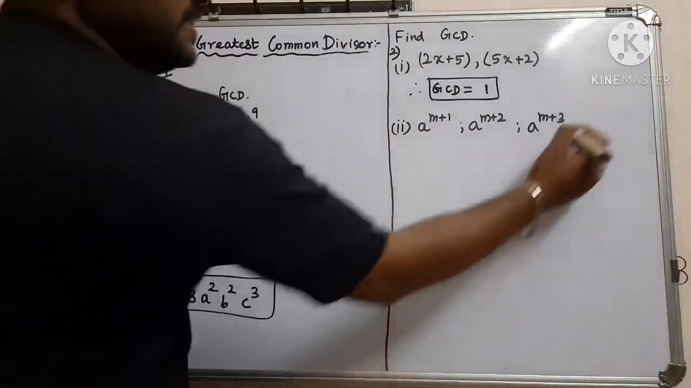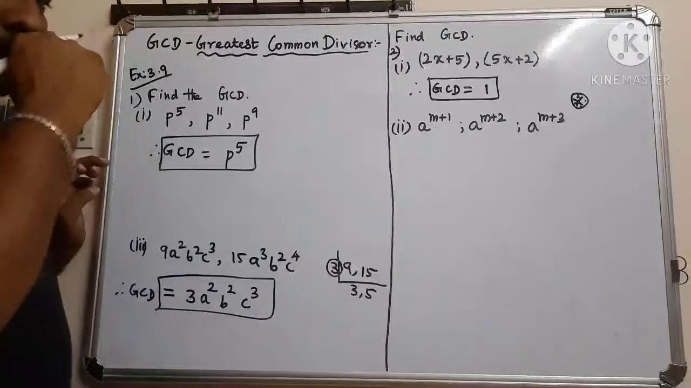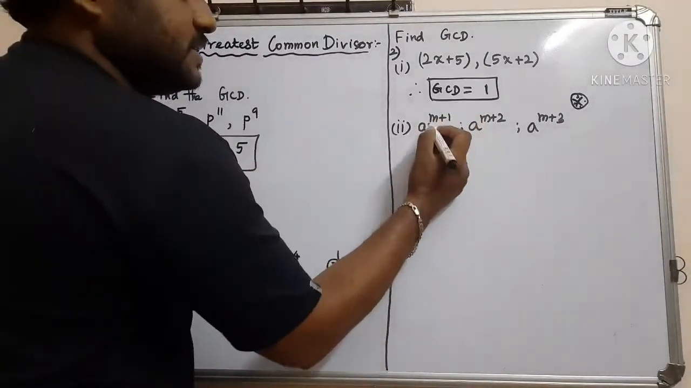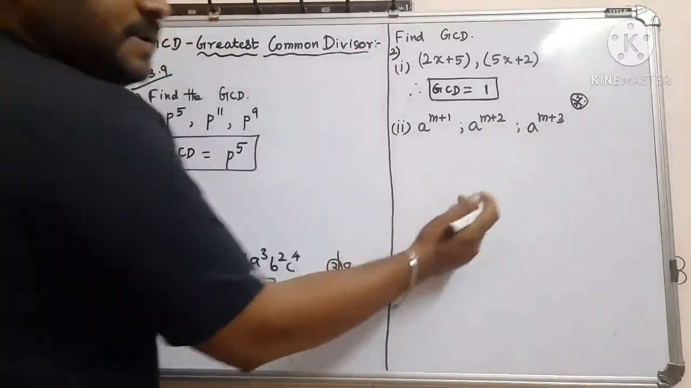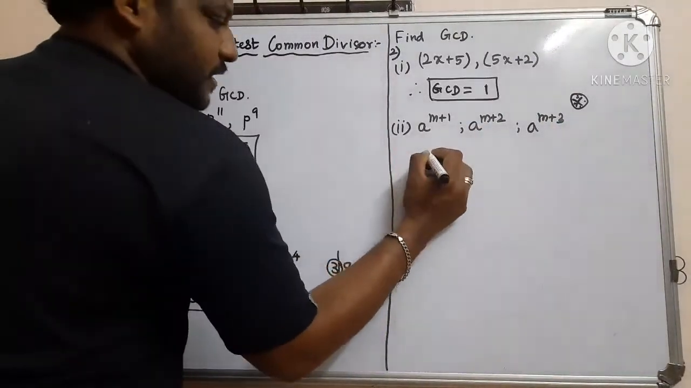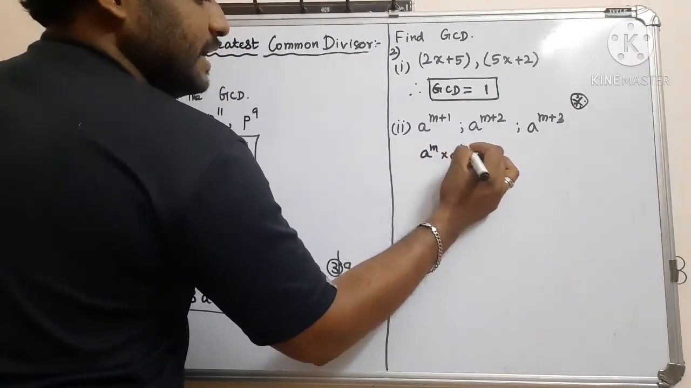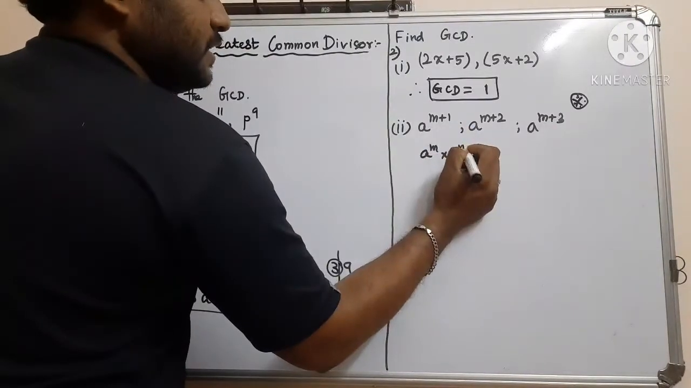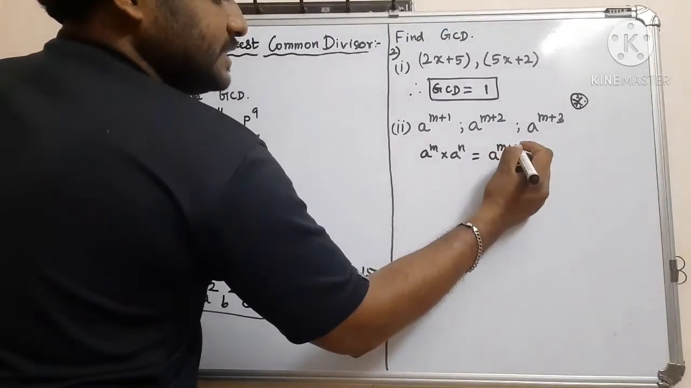And second question, this is a very important question. They may ask 2 more questions from this GCD. First term is a power m plus 1. Second term is a power m plus 2. Third term is a power m plus 3. We know the formula a power m into a power n, we can write as a power m plus n.